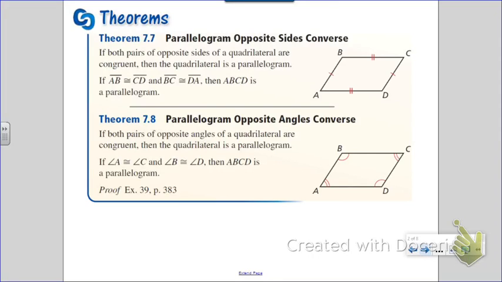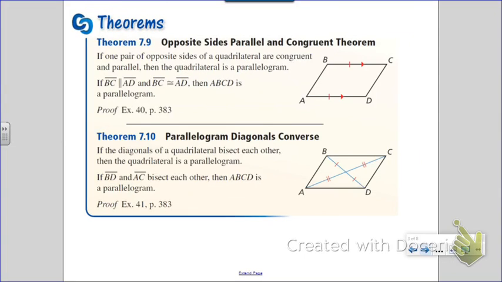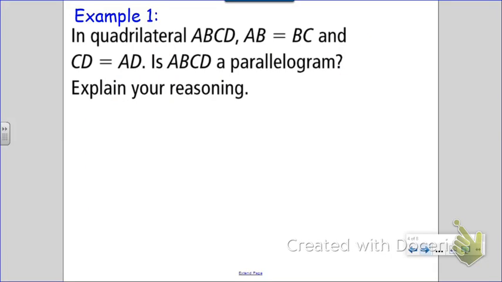Our next one says if both pairs of opposite angles are congruent, then the quadrilateral is a parallelogram. Our third one says if one pair of opposite sides are congruent and parallel, then it is a parallelogram. This is different from the original property of a parallelogram. Our next one says if diagonals bisect each other, then the quadrilateral is going to be a parallelogram.